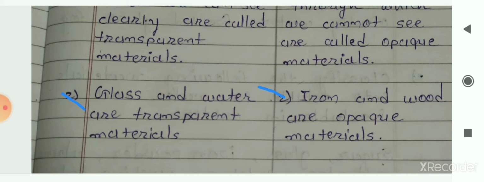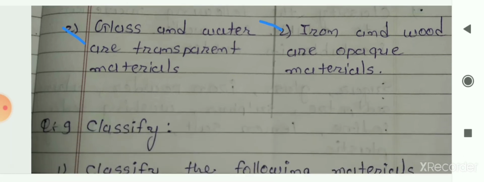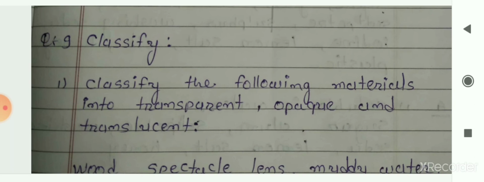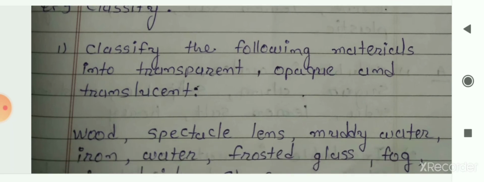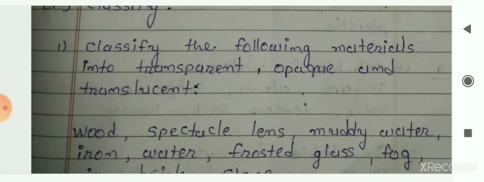Now the next question, the exercise, that is question 9. Classify the following. In that, the first classification is: classify the following materials into transparent, opaque and translucent materials.